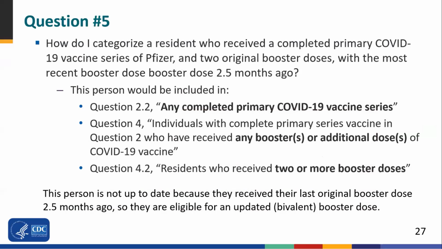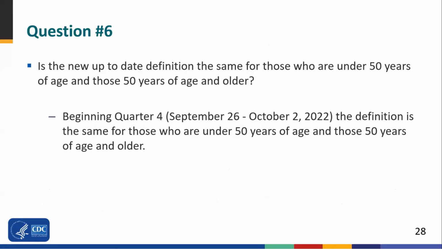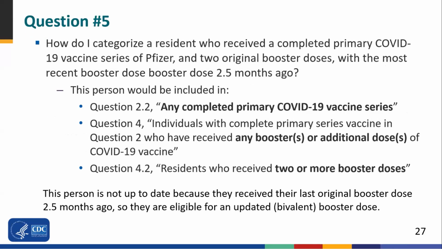The next question asks, how do I categorize a resident who received a completed primary COVID-19 vaccine series of Pfizer and 2 original booster doses, with the most recent booster dose being 2.5 months ago? They will be included in question 2.2 and questions 4 and 4.2. This person would not be considered up to date because they received their last original booster dose 2.5 months ago. So they are eligible for an updated bivalent booster dose.